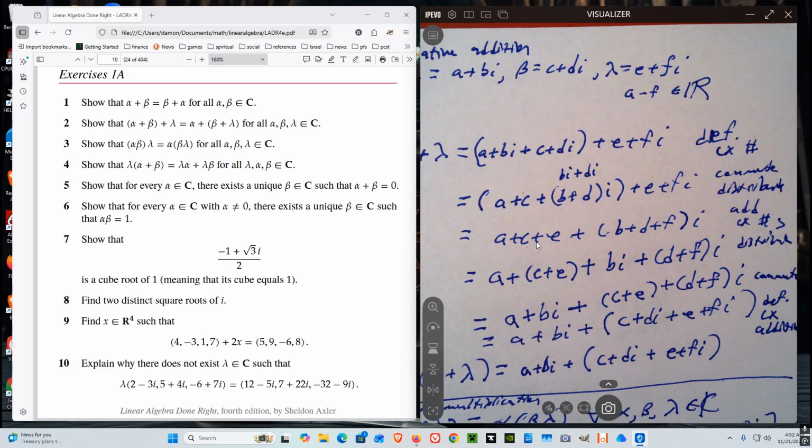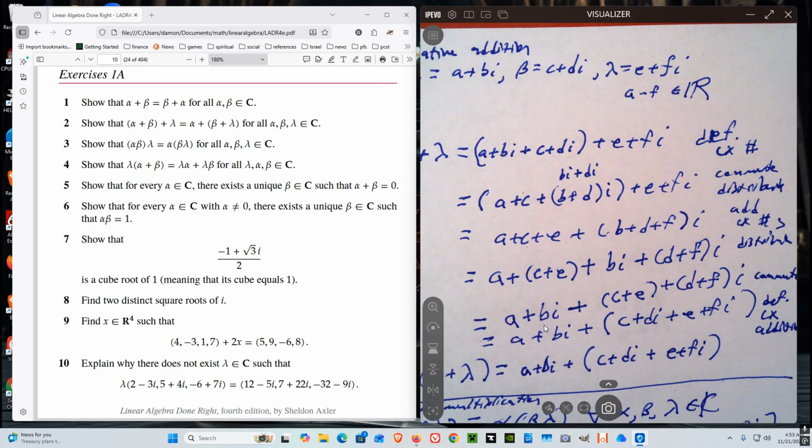Now, because real numbers are associative, you can do the C plus E first. And because the real numbers are associative, you can add the D plus F first. I don't know what this stuff is here. And of course, you could move the A, C, and E, and B, D, and F around if you want, because of commutativity.